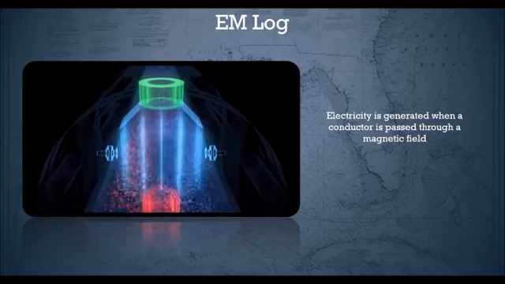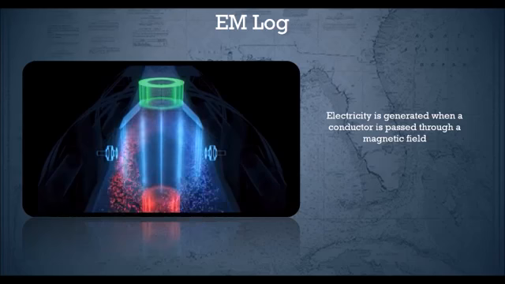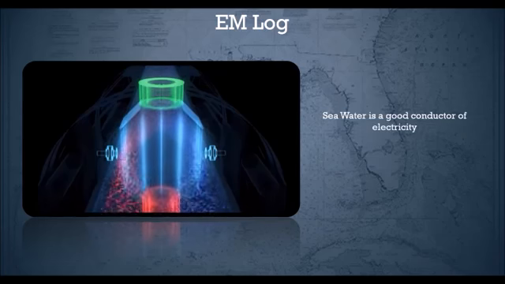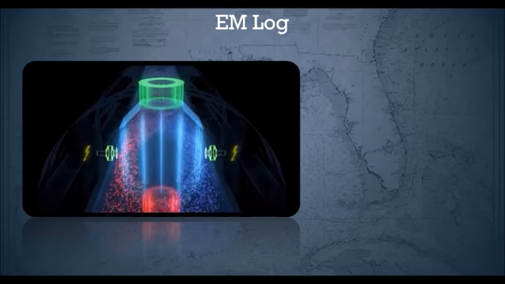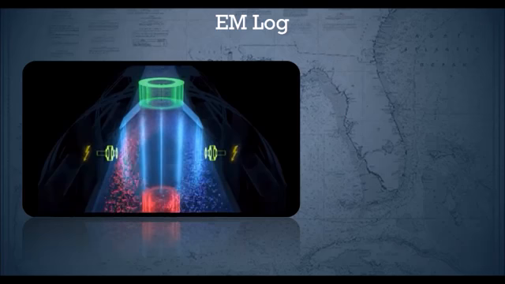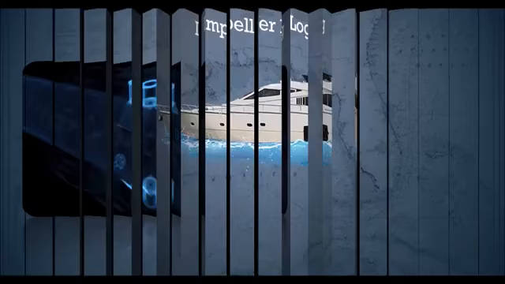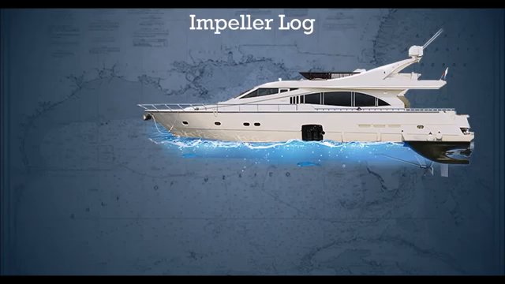The faster the water moves through this magnetic field, the more electricity is generated, the more of that electricity is picked up by the pickup sensors, and the more speed is shown on the bridge. The EM log always gives you speed through the water. For a radar, you should always use speed through the water for collision avoidance.